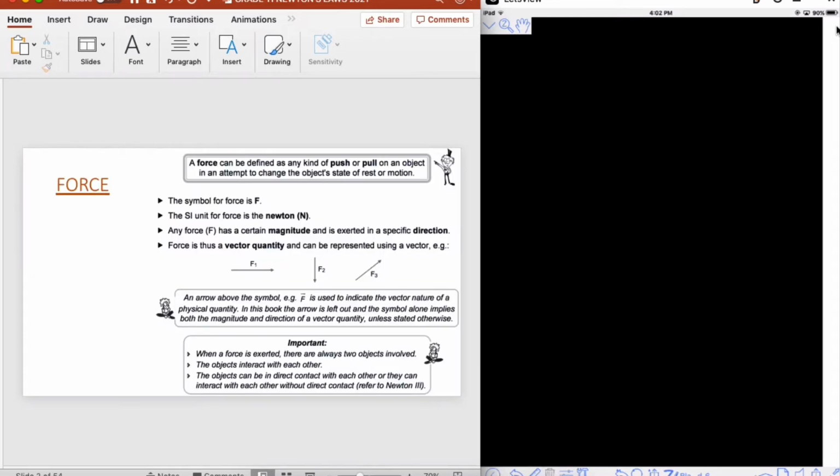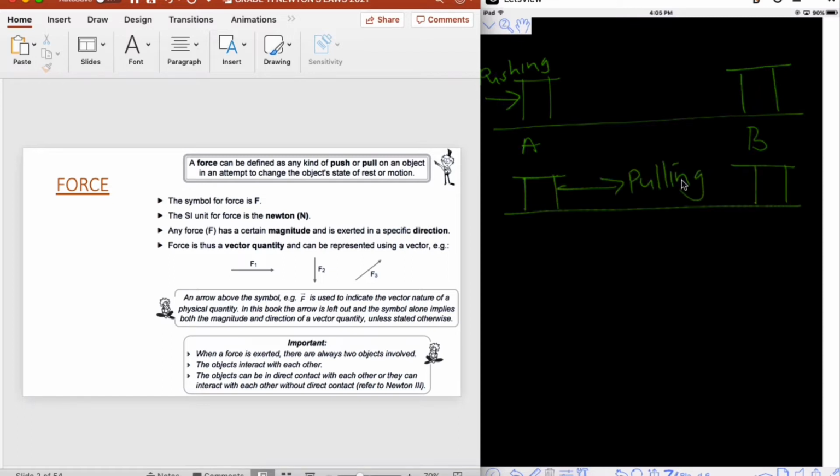We can define a force as any kind of push or pull on an object. So for example, if you are in your class and you want to move from the front and go and sit at the back, you can apply a force, which can be a pulling force or a pushing force, on your desk and move your desk from point A at the front to point B at the back. You can apply a pushing force, or you can apply a pulling force in the second scenario.